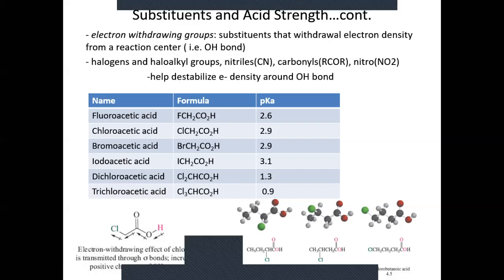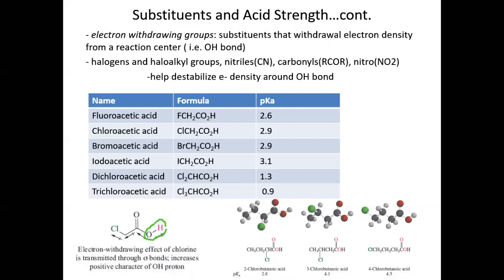So again, what we're looking at is this. This is the reaction center of a carboxylic acid. The more electron density you remove from that reaction center, the easier it is for this hydrogen to pop off. The easier it is for the hydrogen to pop off, the stronger the acid is. So it's a stronger acid, meaning it has a more stable conjugate base. That hydrogen's ready to go. It doesn't like oxygen anymore.